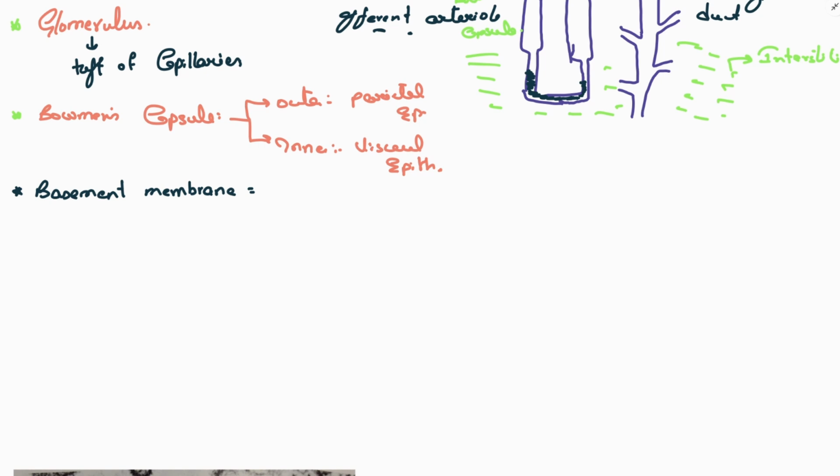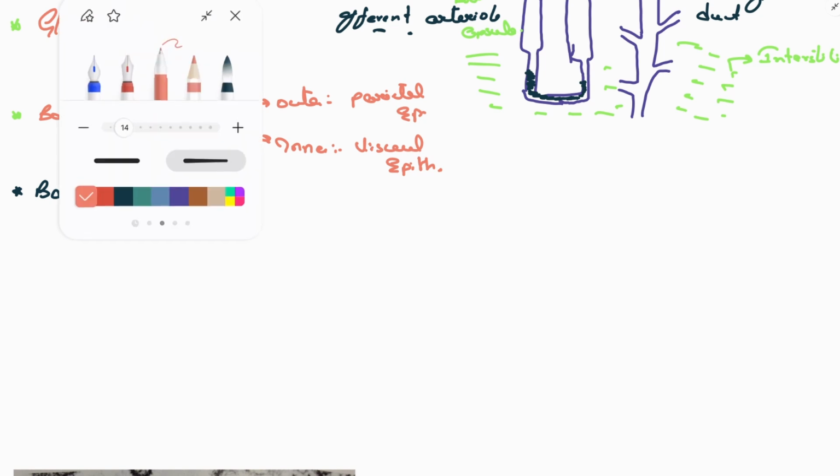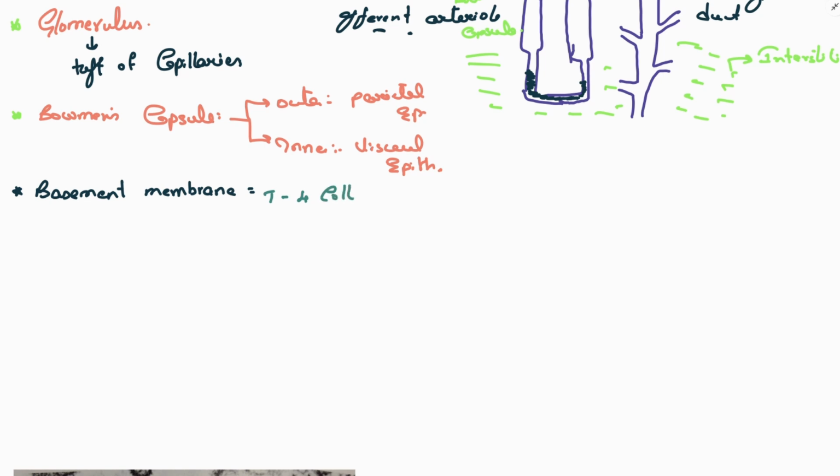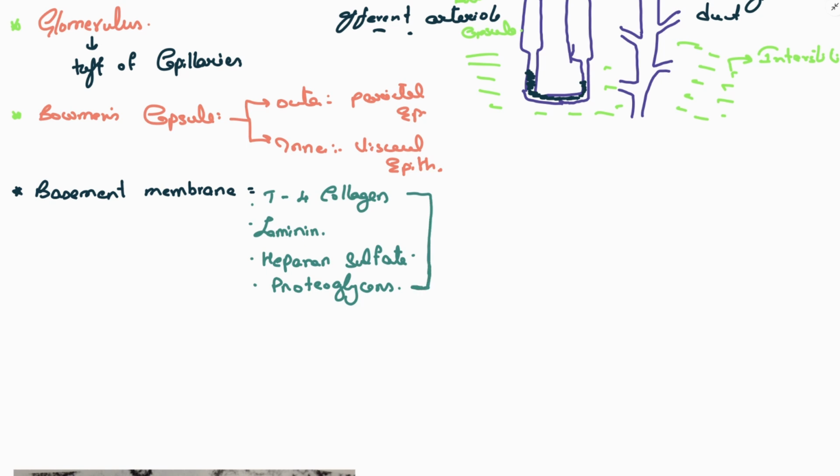this basement membrane is very important because it's made up of type 4 collagen, laminin, heparan sulfate, and proteoglycans. So these are the proteins or the structures by which the basement membrane is made up of. So in the renal chapter, it is very important to know about the basement membrane, the location of the basement membrane, the structures by which it is formed, and the staining of the basement membrane.